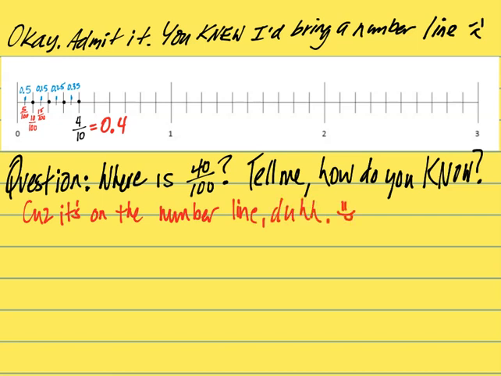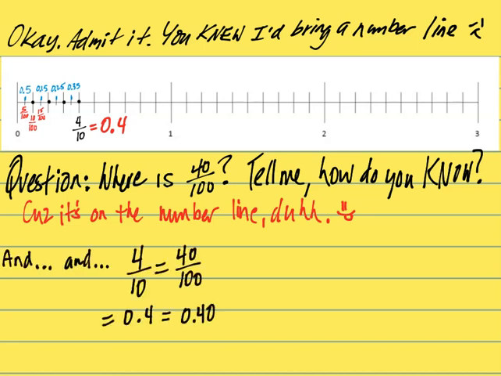So where is 40 hundredths? Tell me how you know. Because it's on the number line, Mr. C, duh. I know, that's an acceptable answer, but just for today. And don't forget, add an "and." 4/10 is equivalent to 40 hundredths as fractions. Therefore, the decimal equivalents are also equivalent. So 4/10 as a decimal is equivalent to 40 hundredths as a decimal. Yes, you see that little zero that I put in with that added place value. It's true.